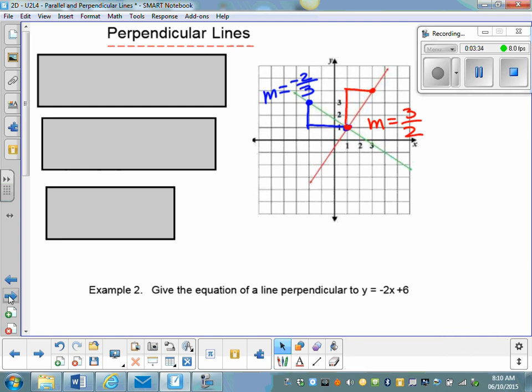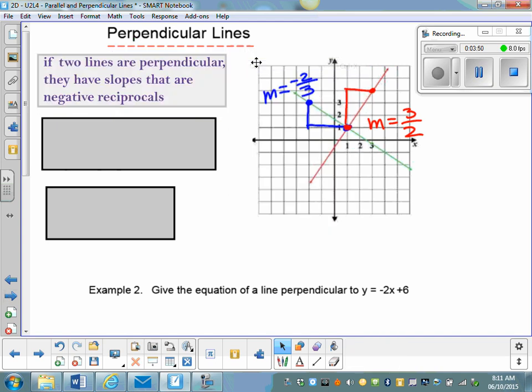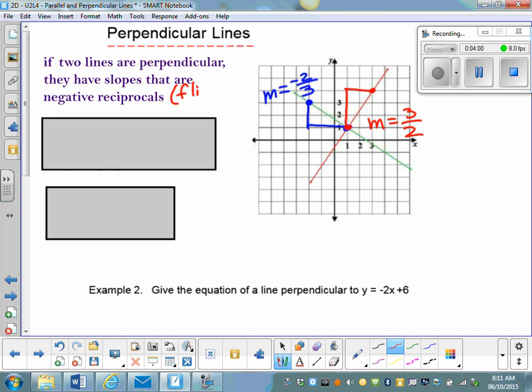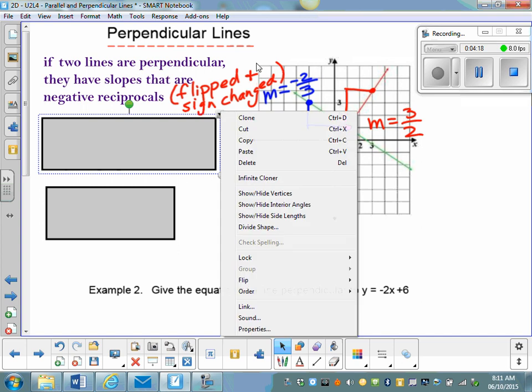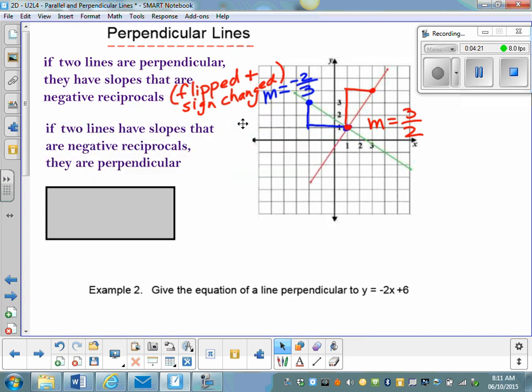So when you look at the two slopes of those lines, you notice that one is negative, one's positive, so they have the opposite sign. And you can see that the fraction has been flipped, and we call that the reciprocal. So the relationship between perpendicular slopes is that if two lines are perpendicular, they have slopes that are negative reciprocals. And another way to explain that is that the two slopes are flipped and the sign has been changed. So just like with parallel lines, we can say the opposite as well. If we have two lines and their slopes are negative reciprocals of each other, then we know that they're perpendicular.